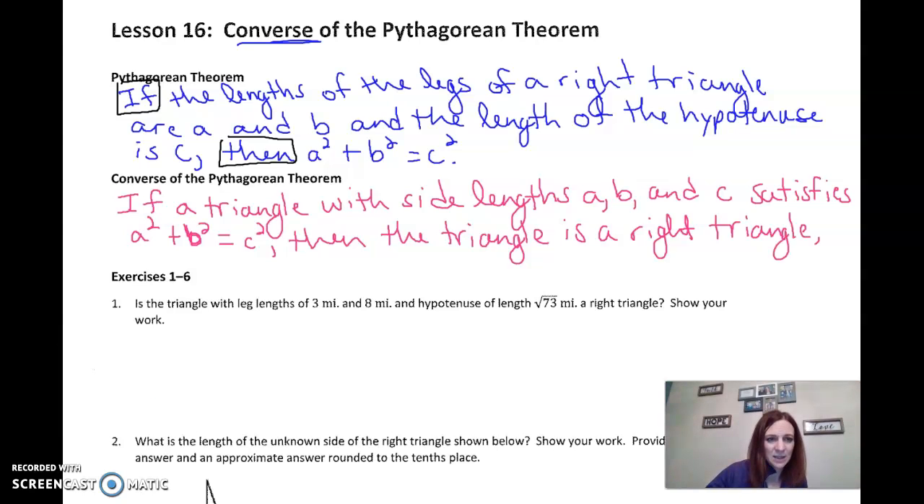Okay, but again, the difference now is that before we were told that it was a right triangle. We were told that, and so then we could use A squared plus B squared equal to C squared to figure out the missing leg or the missing hypotenuse. Now we're given the side lengths, and the question is, is it a right triangle? Well, if we can prove that A squared plus B squared equals C squared, same rules apply, C has to be our hypotenuse. If we can prove that's true, then yes, we can say it's a right triangle. So that's really what we're focusing on today, our converse: figuring out if triangles are right triangles.